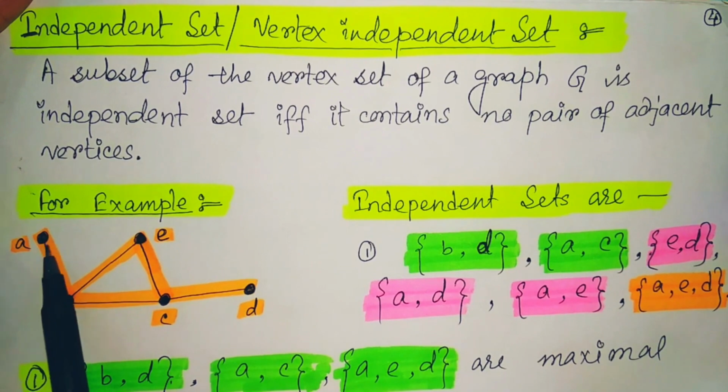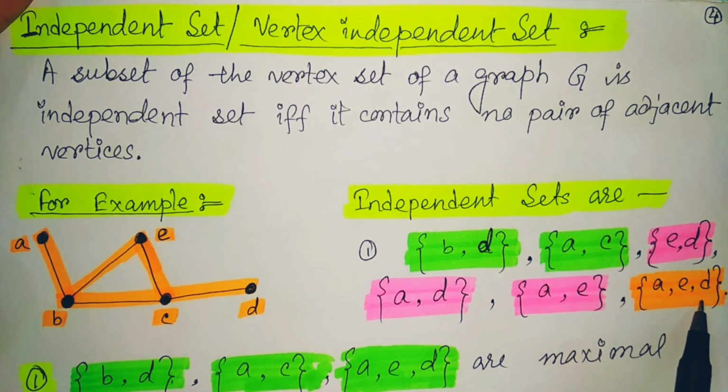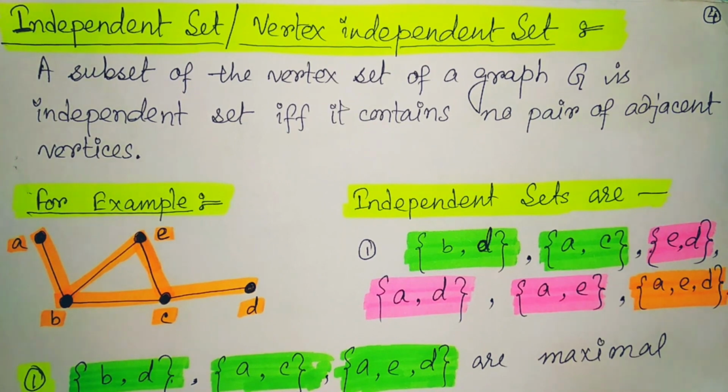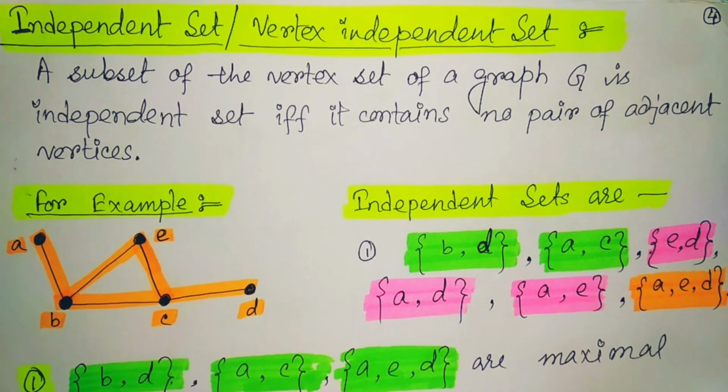And one more, it is AED. So these three are there. Among AED, no connectivities are there. No one is adjacent to each other. So all these we can see as independent sets.